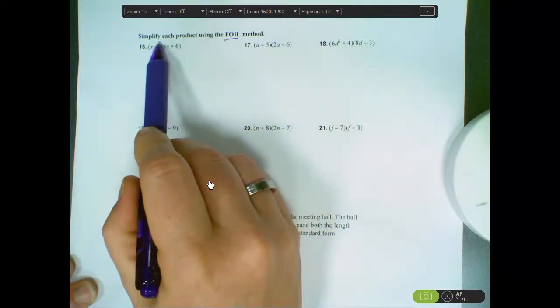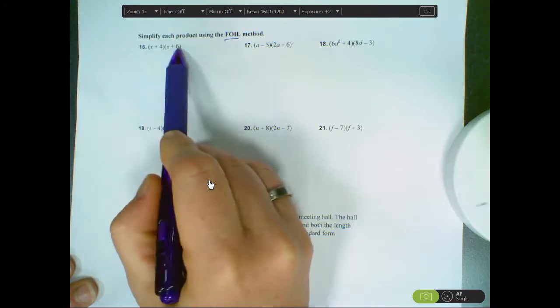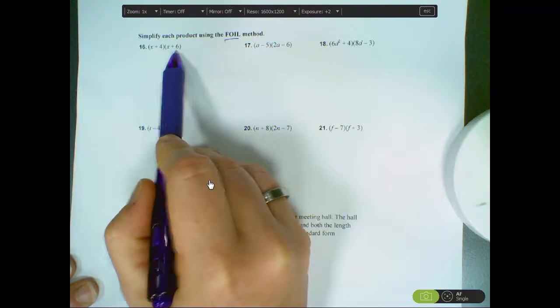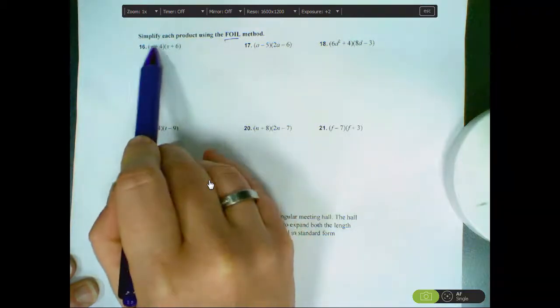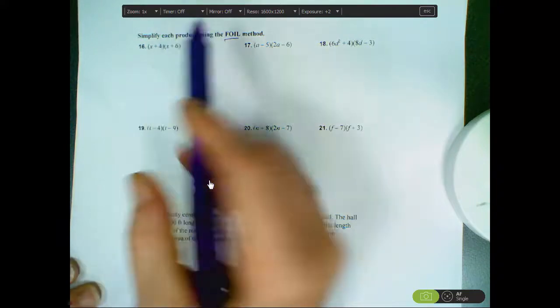We're going to cover up this plus 4 and just do x times x and x times 6. We're going to distribute the x to these two terms. Then we're going to cover up the x and distribute the 4 to these two terms. So when we're done, we're going to end up with 4 things.